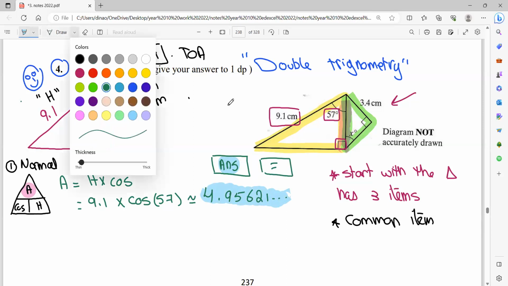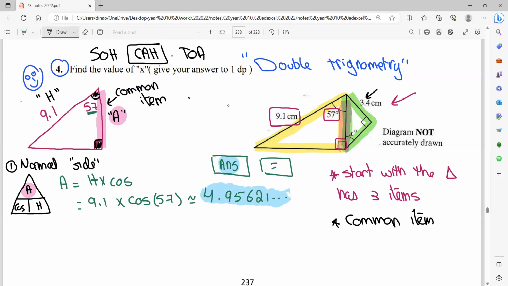Now let's move on to the second triangle, which is the one highlighted in green. Here it is, I'm going to draw it like this. Okay, here goes your 90 degrees. And let's see what is given here. We have the 3.4 and then we have the x here. This question is nice because it reviews both the normal form and the inverse form.